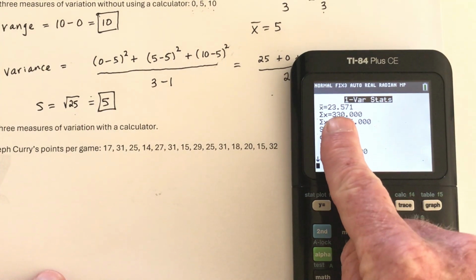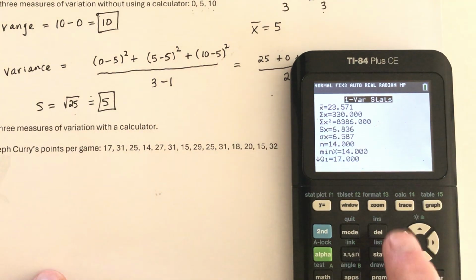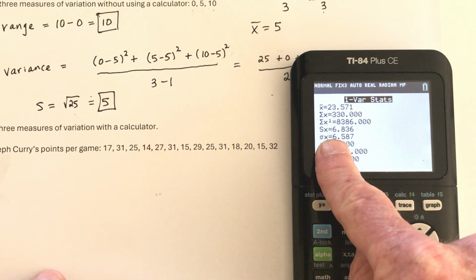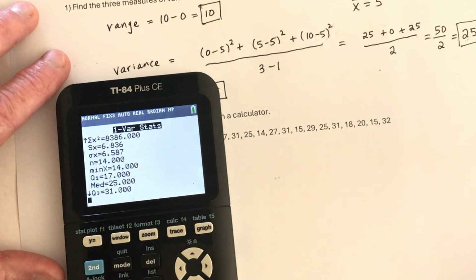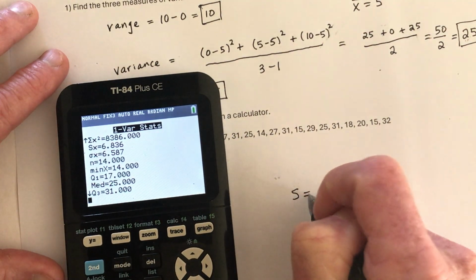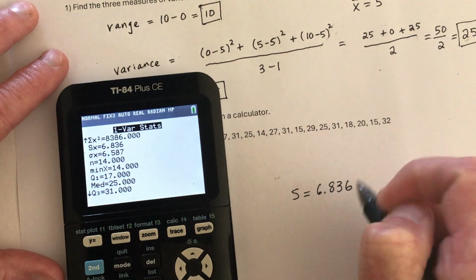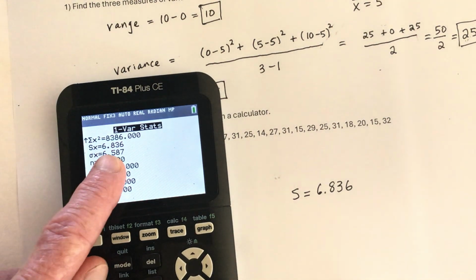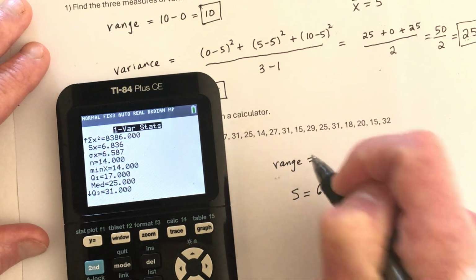So this is his average, which is actually from the previous video. We did average. And this right here, the 6.836, that's the standard deviation. So let me just write down that part. The standard deviation S equals 6.836. So even though it says X, just ignore the X.